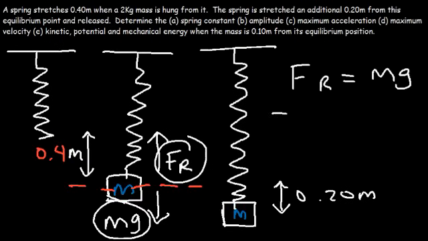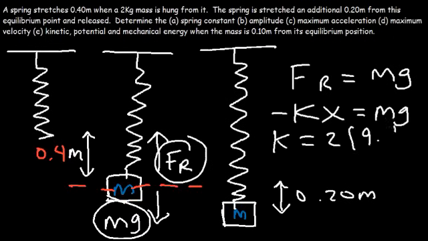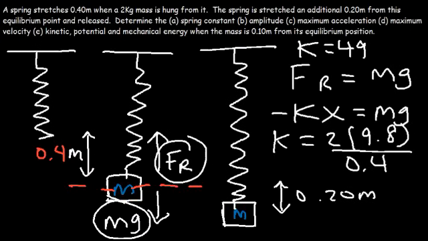And the restoring force is negative kx. And g is negative 9.8, so you really don't need to worry about the negative sign. They will cancel. Now, let's solve for k. So k is going to be equal to mg divided by x. So the mass is 2 kilograms, g is 9.8, and it stretches by a distance of 0.4 meters. So 2 times 9.8 is 19.6, divided by 0.4 is 49. So k is 49 newtons per meter.